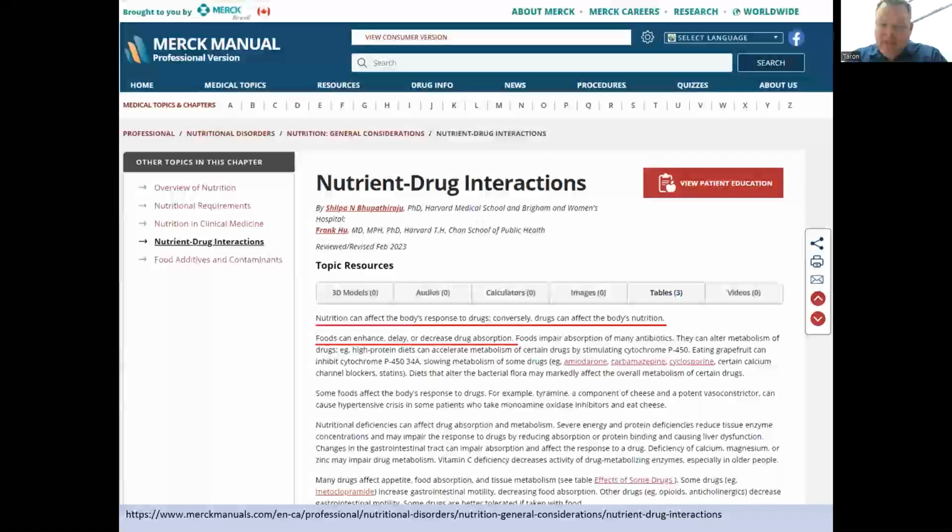Both editions state that nutrition can affect the body's response to drugs. Conversely, drugs can affect the body's nutrition. Foods can enhance, delay, or inhibit drug absorption, and foods can change the metabolism of drugs. We do discuss these mechanisms elsewhere in our materials.